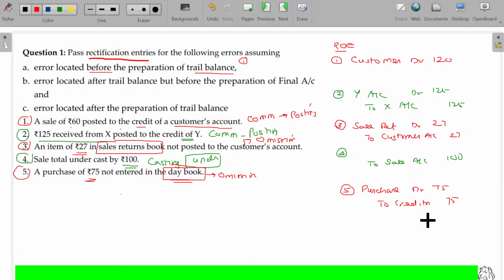You have to check whether the error affects two accounts or a single account. If not posted in the subsidiary books or wrongly posted in the subsidiary book, then it will be affecting two accounts. From subsidiary books to ledger transferring, if there is an error, it affects only one account. Is that clear? So this is all about rectification of errors done before the preparation of trial balance.